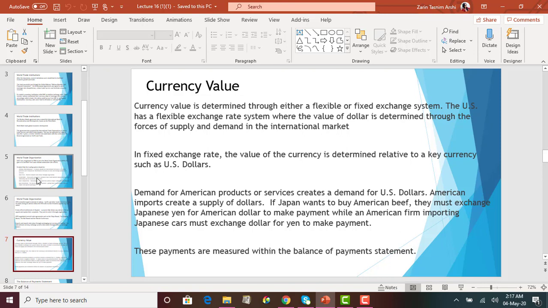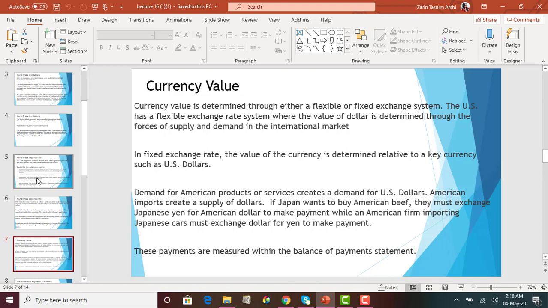Currency is very important when we are considering trade. The demand for American produced goods and services will create demand for US dollars, right? When foreigners are trying to buy American goods, they will need US dollars to buy those American goods. In the same way, American imports create the supply of dollars. So exports create demand, imports create supply.